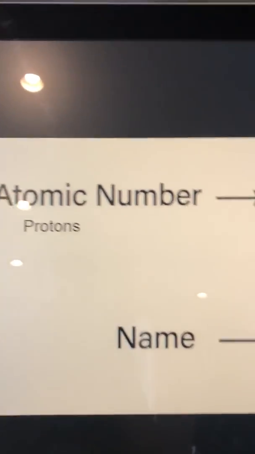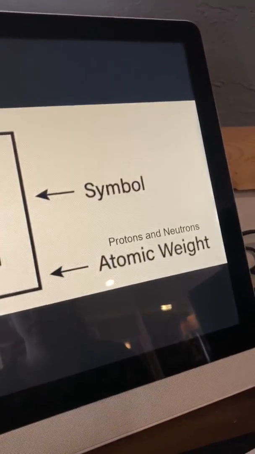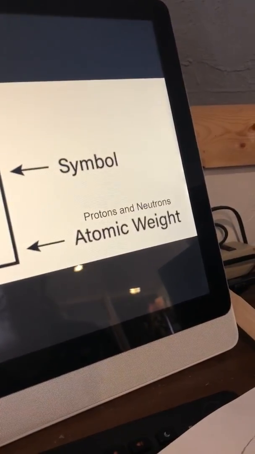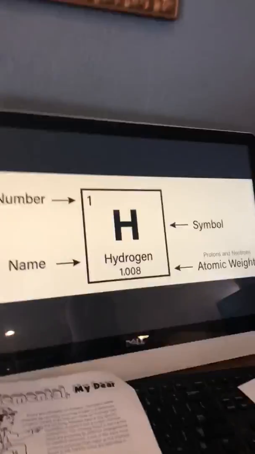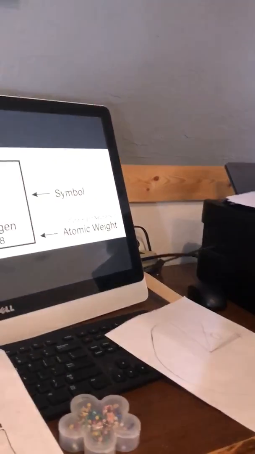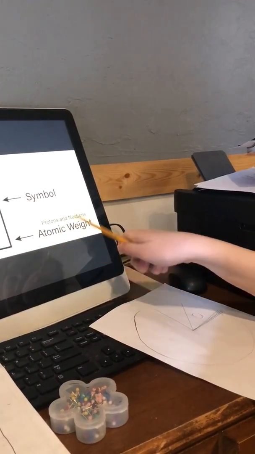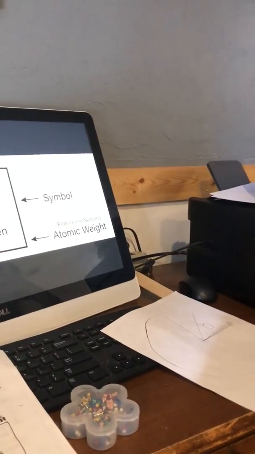So here, the atomic number is how many protons there are. And the atomic weight is how many protons and neutrons there are together. So in hydrogen, how many protons and neutrons are there together? 1.008. Wait, so does that mean there's 0.008 number of neutrons? Because there's one proton.